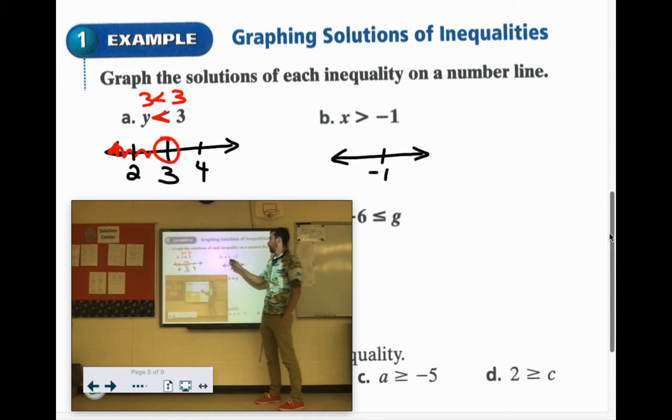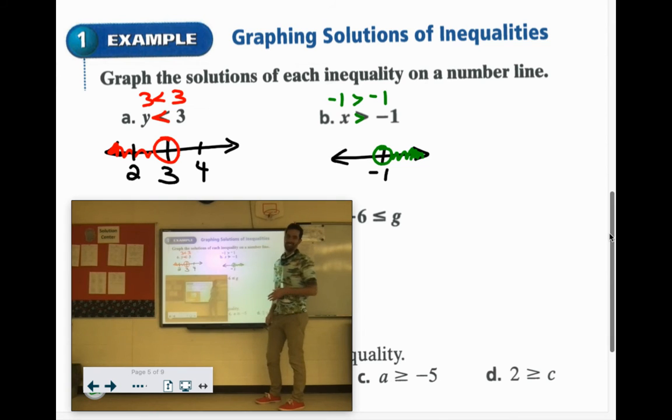All right, here we have x is greater than -1. Is -1 part of that solution? Can you say that -1 is greater than -1? No. So you get an open dot. The letter's first, so let's follow the arrow. It points to the right, so shade to the right. It's just that easy, folks.